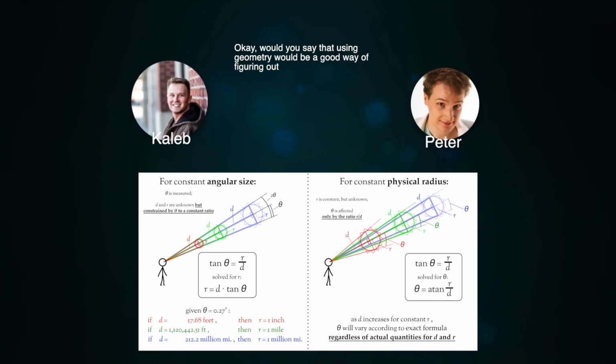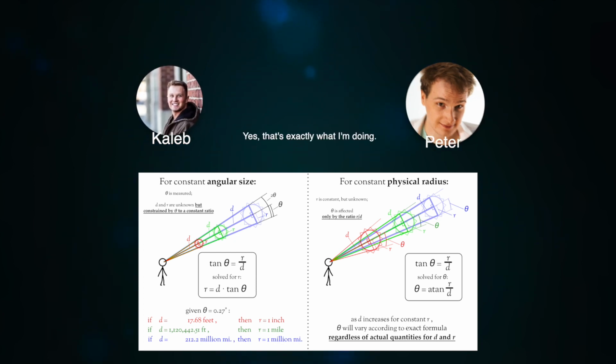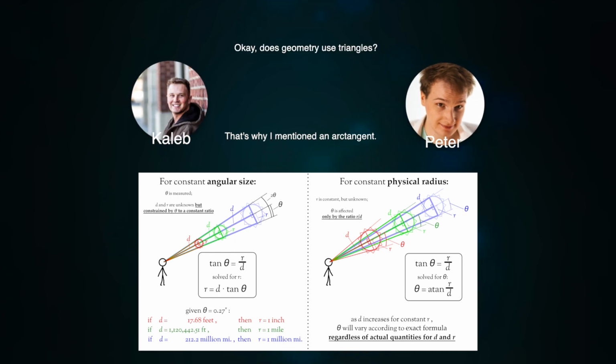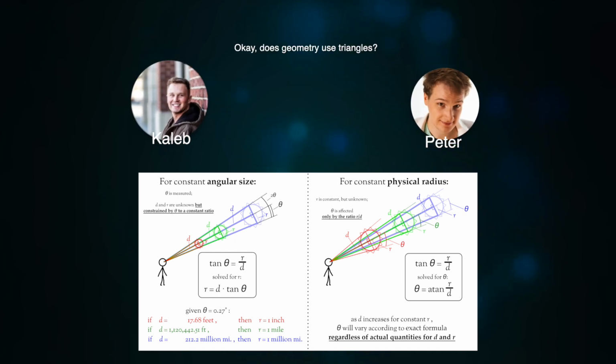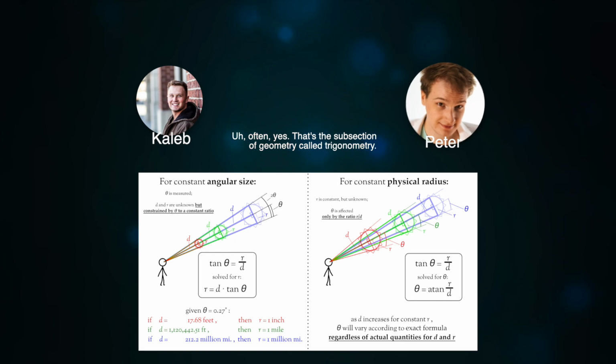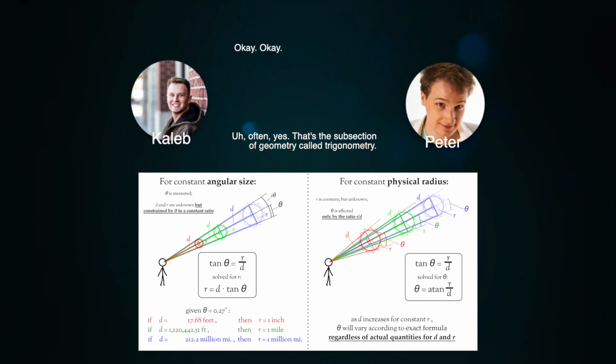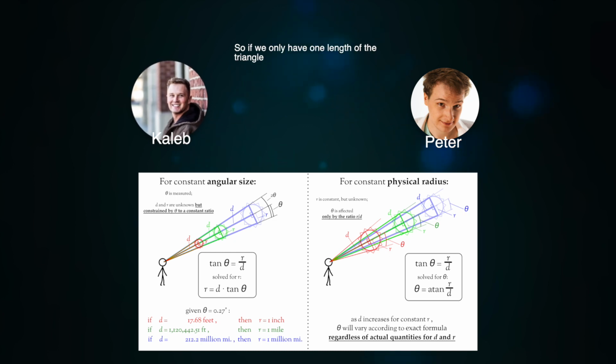Okay, would you say that using geometry would be a good way of figuring out the linear expected angular size change? Yes, that's exactly what I'm doing. That's why I mentioned arctangent. Okay. So does geometry use triangles? Often, yes, that's the subsection of geometry called trigonometry.